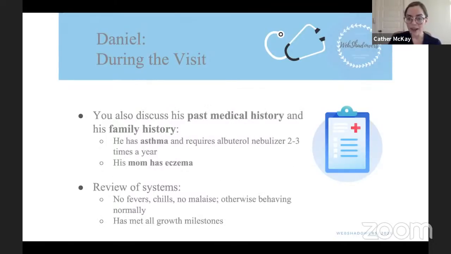Okay, and then you go over past medical history. You do know he has asthma, and you ask a few more details. He needs his albuterol nebulizer a few times a year. Maybe if he gets a cold or something, his asthma acts up and he needs the inhaler or the nebulizer. That's usually managed by either the pediatrician or sometimes allergy immunology. And then his mom has eczema.